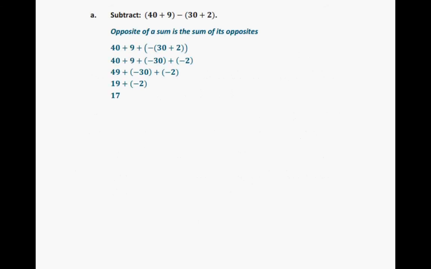So let's look at part A, subtracting 40 plus 9 minus 30 plus 2. The opposite of a sum is the sum of the opposites. So if we take the opposite of 30 plus 2, then we would end up with 40 plus 9 plus negative 30 plus negative 2. Well, then 49 plus negative 30 plus negative 2 is 19 plus negative 2, which is 17.